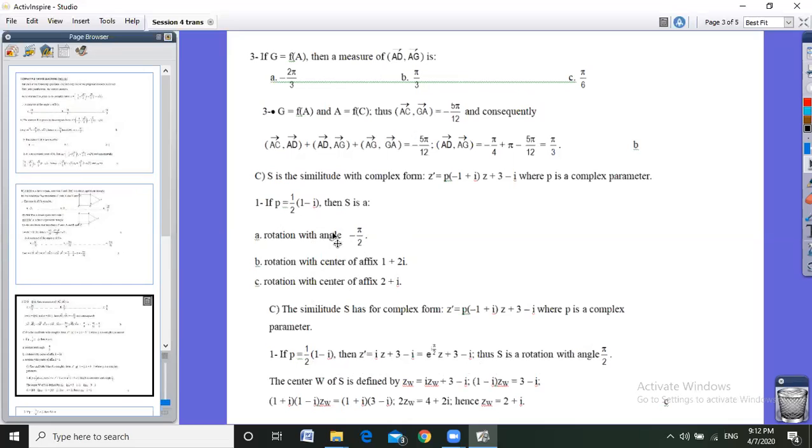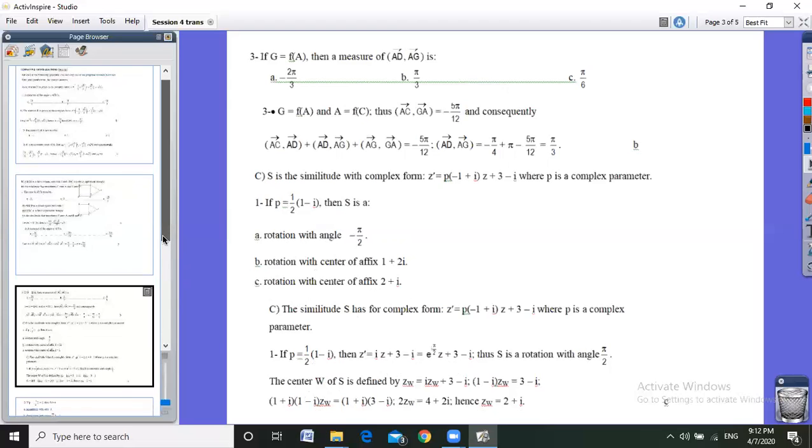We look at the answers. A rotation of angle pi over 2, rotation of angle minus pi over 2, rotation with center. So it's required to find the center to get the correct answer. As usual, to find the center, z_W equals i z_W plus 3 minus i. Find z_W, we get 2 plus i. So in this case, S is a rotation of center W of affix 2 plus i. So the correct answer is C.